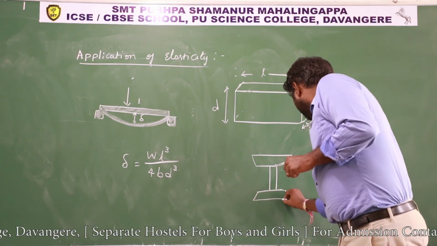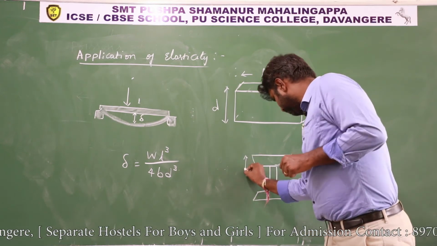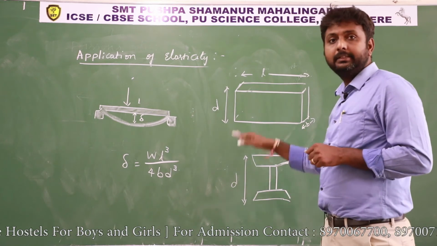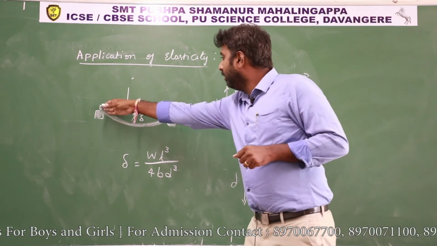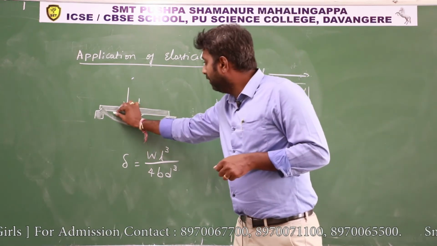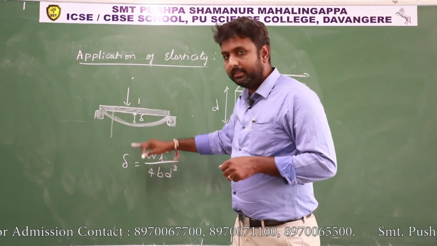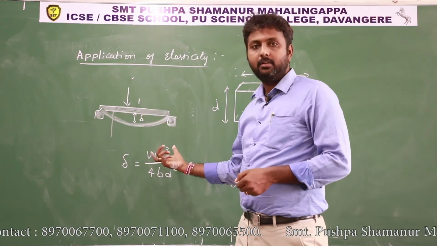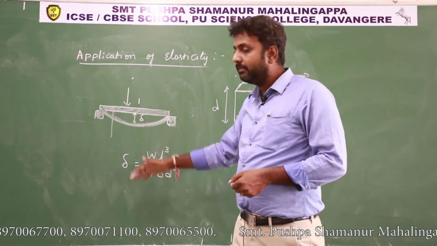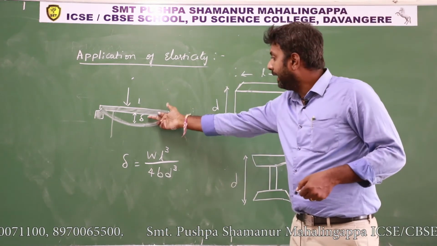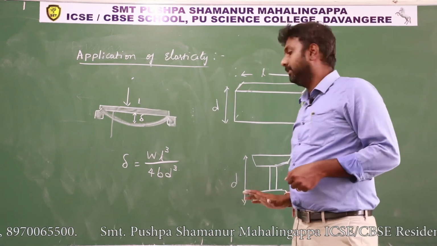Right. That means here, by placing these I-shaped beams, we can increase the depth. If the length is more, definitely the depression will be more. By placing the I-shaped beams, we can reduce the length of the rod and also increase the depth. In such a way, we can reduce the depression.